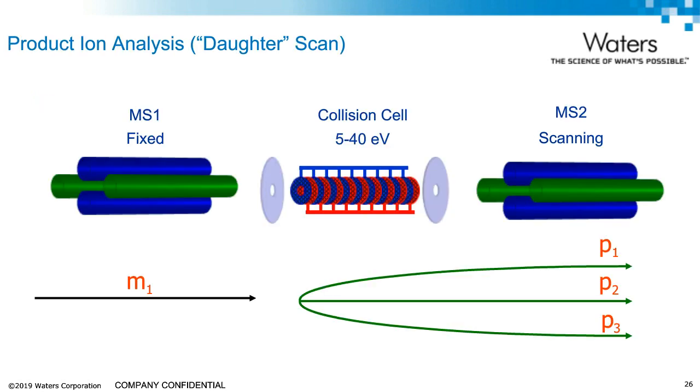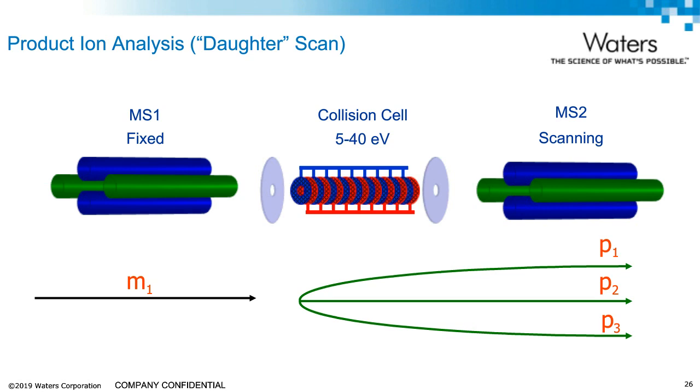Product ion analysis involves fragmenting a known precursor ion and scanning a range of product ion masses in MS2, or the second quadrupole. This is the traditional MS-MS experiment. The DC and RF voltage on the first quadrupole, or MS1, is static, passing a selected m/z into the collision cell. A voltage is applied in the collision cell to accelerate the ion into the collision gas, typically argon. This process results in ion fragmentation.